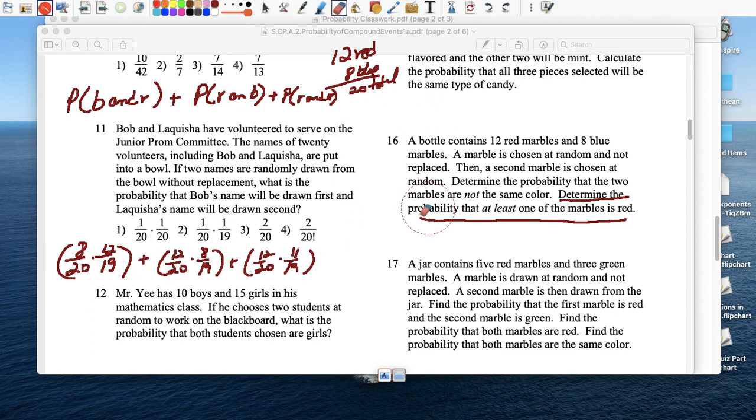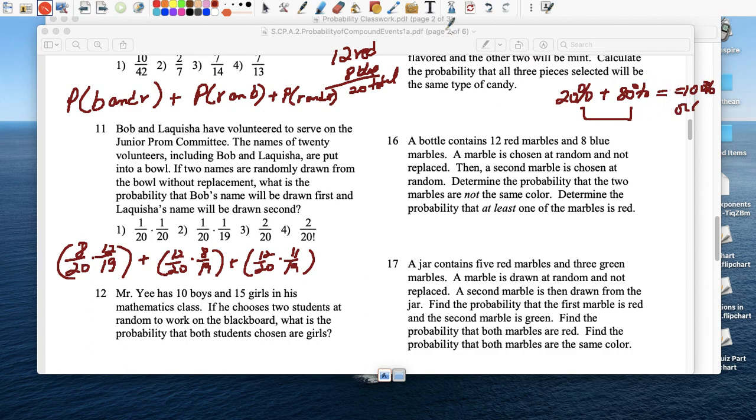I also showed you another way of doing this, which uses the complement. Understand what the complement is, right? The chance of raining tomorrow is 20%. The chance of not raining tomorrow is 80%. So these are complements, and they will always add up to 100% or 1, depending on the notation that you're using. The way I showed it in class is the shorter way.